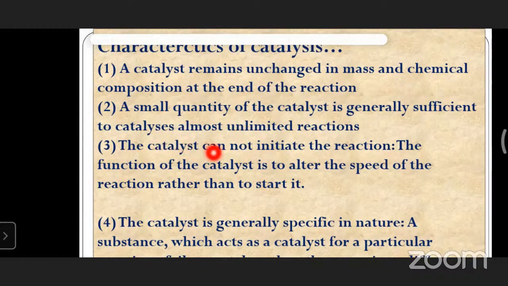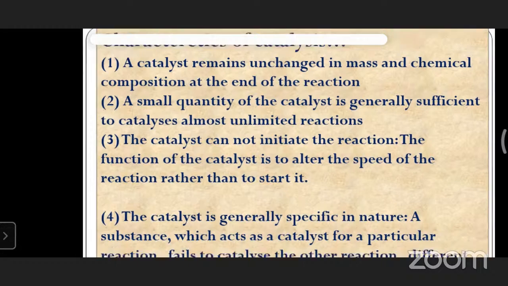And the catalyst cannot initiate the reaction. The function of the catalyst is to alter the speed of the reaction rather than to start it. After starting the reaction, it can enhance the speed. It can decrease the speed, but it cannot start the reaction. That is the meaning of the catalyst. So don't think, children, that a catalyst will start the reaction. No, the catalyst will not start the reaction. After the reaction starts, it will speed up or decrease the rate of reaction, will alter the rate, either increase or decrease. It will change it, but it never starts the reaction. That is one of the properties of the catalyst.